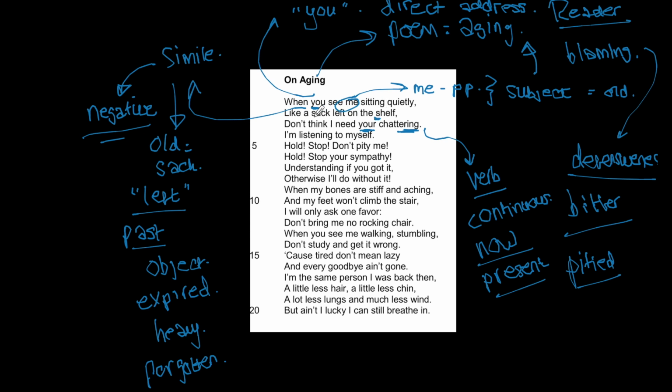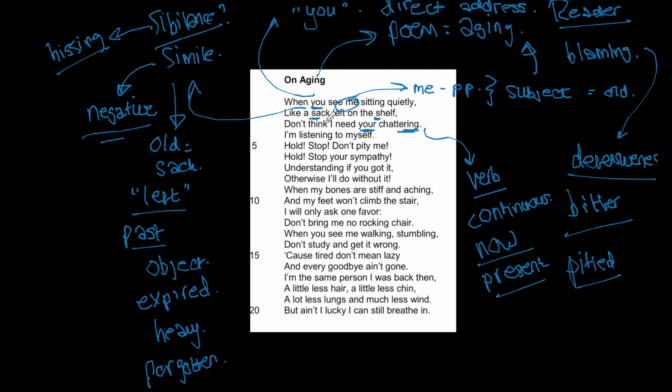And again, I've just noticed there's sibilance there as well. There's that unpleasant hissing sound, isn't there, in that simile? The simile itself is very negative and unpleasant, and on top of that, the sound of it, the hissing sound, again adds to this unpleasantness, like a sack left on the shelf.